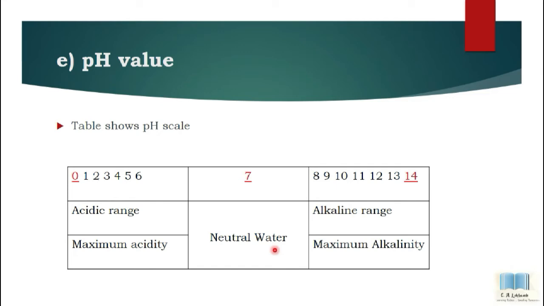So from this table we can find the quality of water, in which there are 3 ranges. 0 to 6 is the acidic range. If pH value is between 0 to 6, then the solution is acidic. If pH value is 7, then the solution is neutral. And if the pH value is between 8 to 14, then the solution is alkaline.